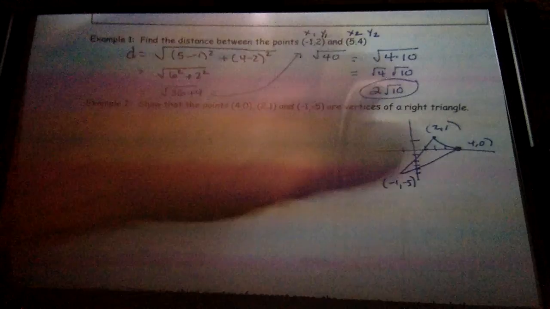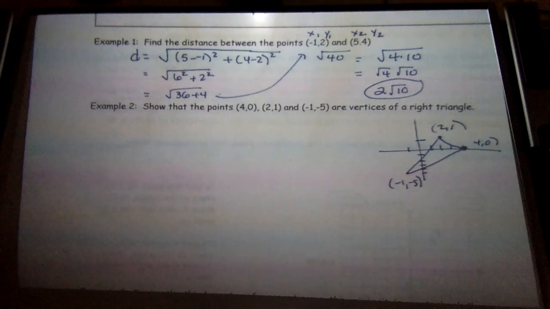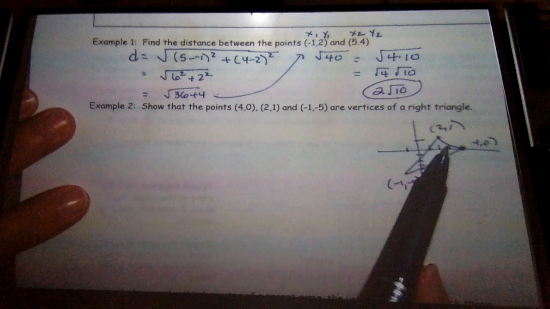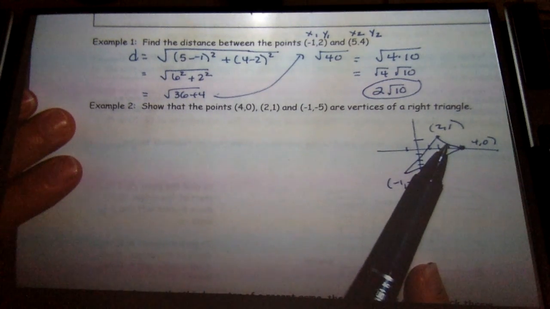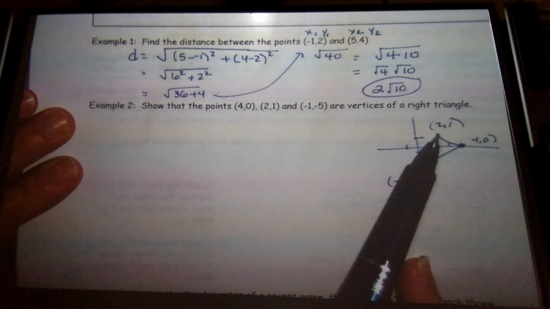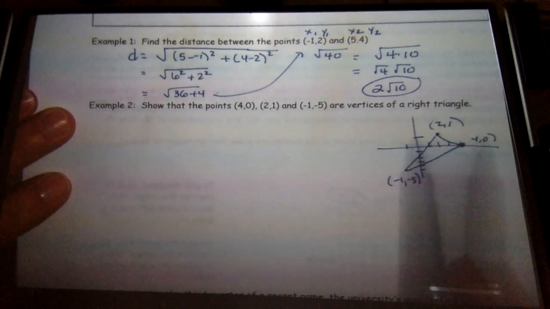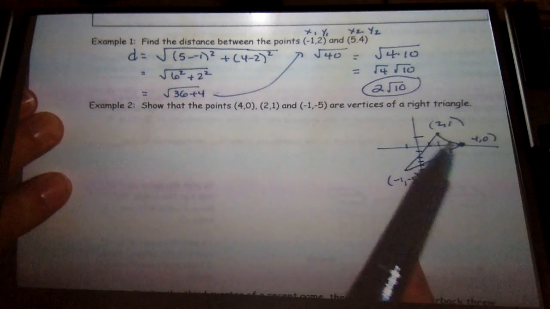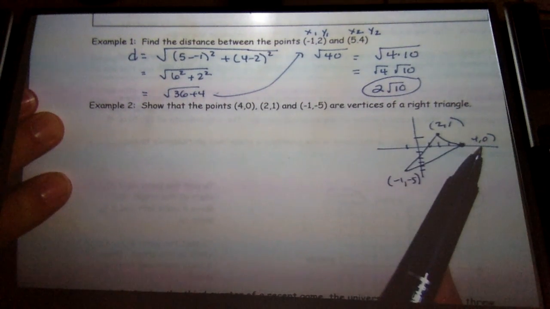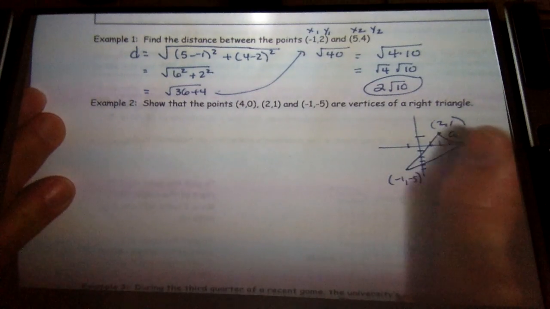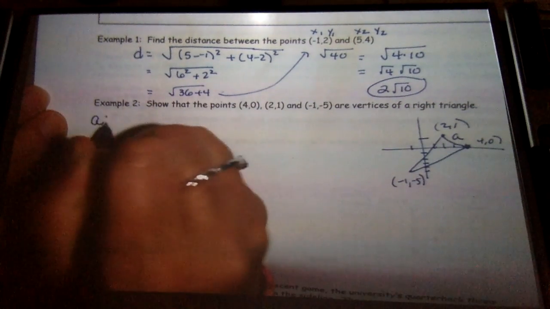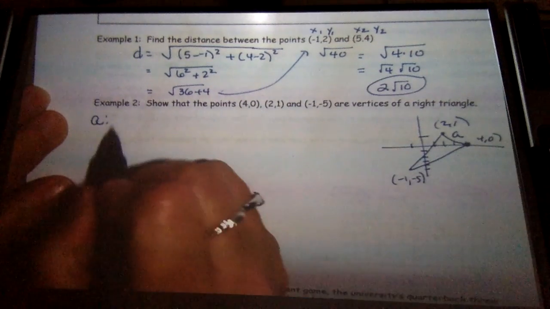Well, I can use the Pythagorean theorem, a squared plus b squared equals c squared. Do I know what the length of a is? I do? What is it? How do I find it? Well, I want to find this length. I can't count because it's not straight across. But can I find the distance between 2 points? Yes. So let's let this be A. Let's find the distance of A.